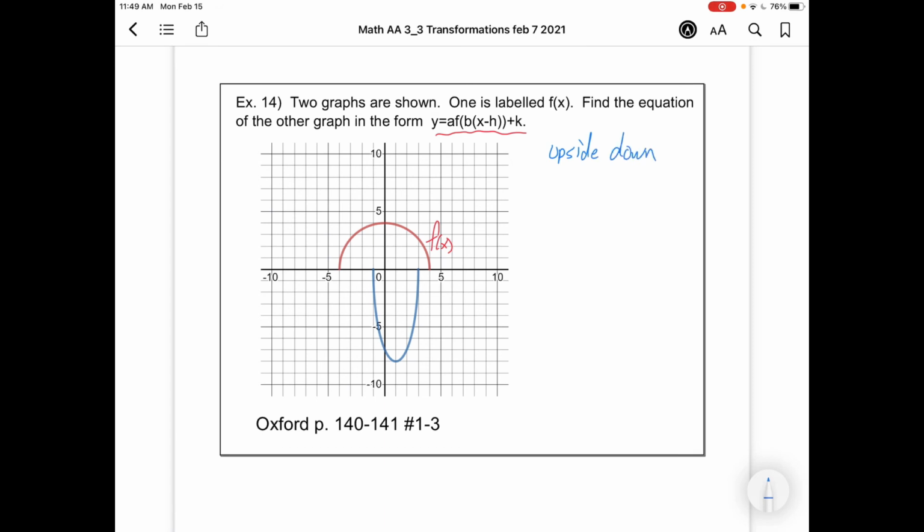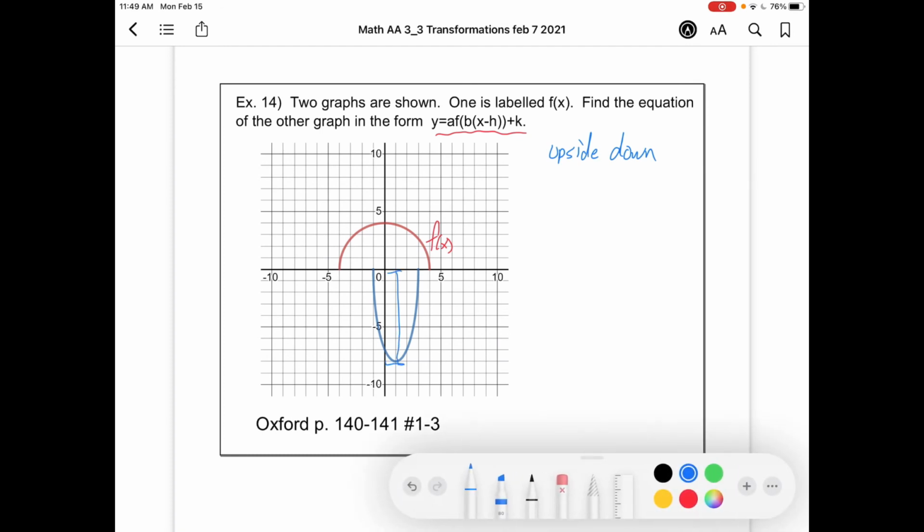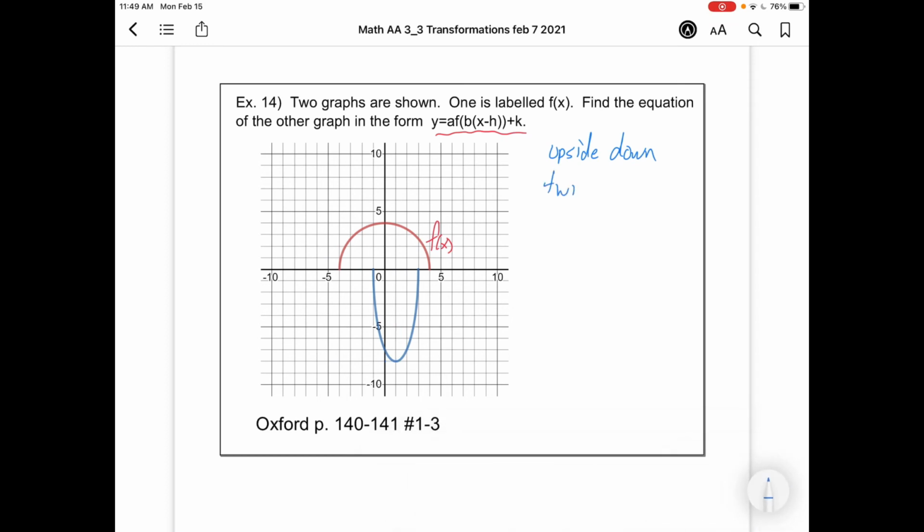I also might notice that it is taller. Now the first one was 4 units tall. The red one's 4 units tall. The blue one is 8 units tall. So it's twice as tall, right? Let me write that. Twice as tall. None of this is very mathy yet.